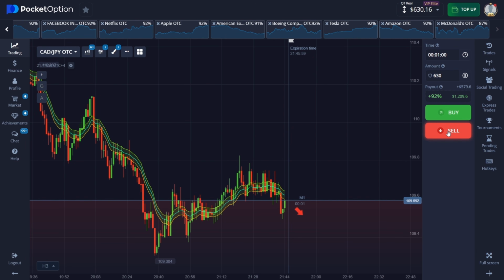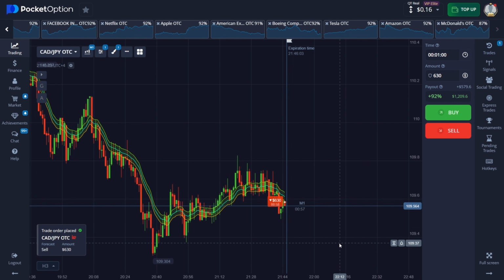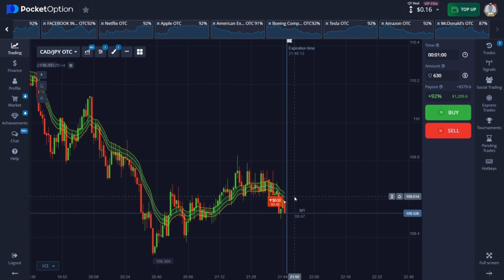There's a trade available on CAD JPY. If this candle closes near the level, we can place a trade for the downside move on CAD JPY. The candle closed near the level, so I placed a trade for the downside move worth $630. As you can see, when I placed the trade, the candle started moving in our favor.